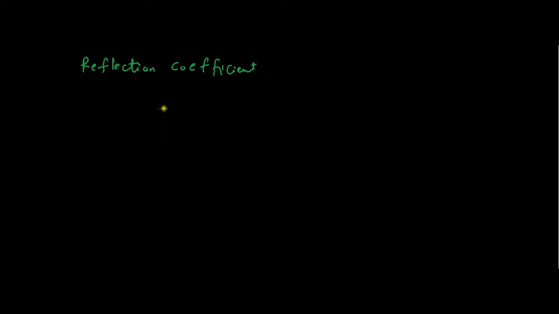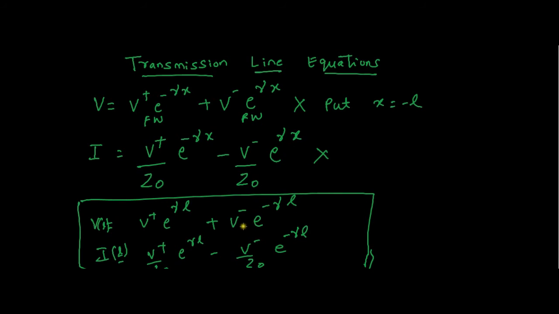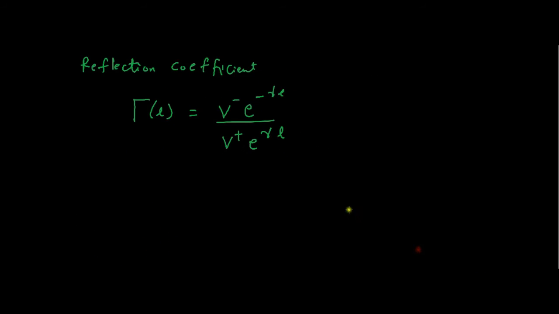So it is denoted by this, and it is defined as follows: V raised to minus gamma L upon V plus e raised to gamma L. This is just a ratio of the reflected wave to the forward traveling wave, and that is called the reflection coefficient.